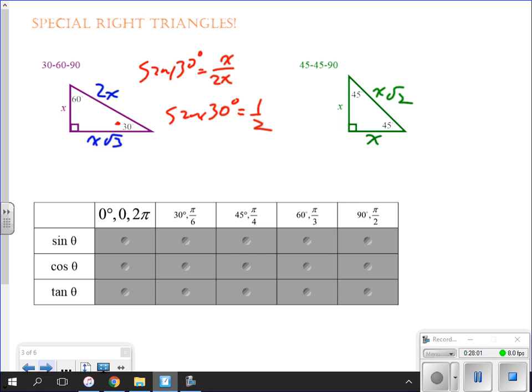And the same thing goes for the 45, 45, 90 right triangle. For example, if we were looking at the tangent of 45 degrees, it doesn't matter which 45 degree angle I pick. What is that tangent? It would be x over x, which would be 1. So the sine of 30 degrees is 1/2. The tangent of 45 degrees is 1.